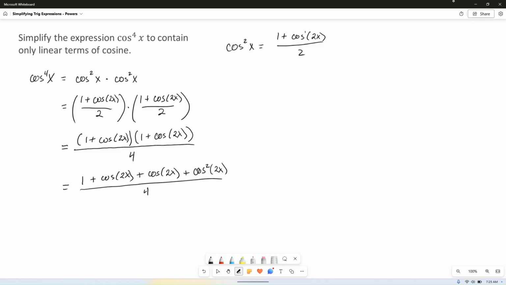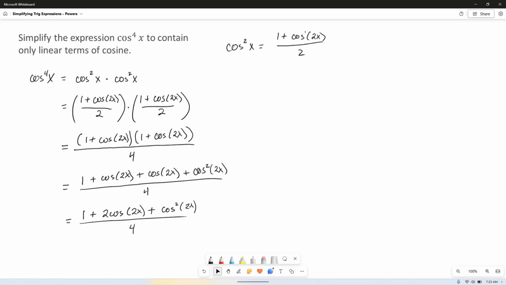Now, the first three terms, the 1, the cosine of 2x, and the second cosine of 2x, we can actually combine those cosine of 2x's, right? 1 plus 2 cosine of 2x plus a cosine squared of 2x all over 4. So the first two terms here, the 1 and the 2 cosine of 2x, those are linear terms of cosine or just a constant. So those terms are done. But it's this other cosine squared of 2x that we still need to simplify.